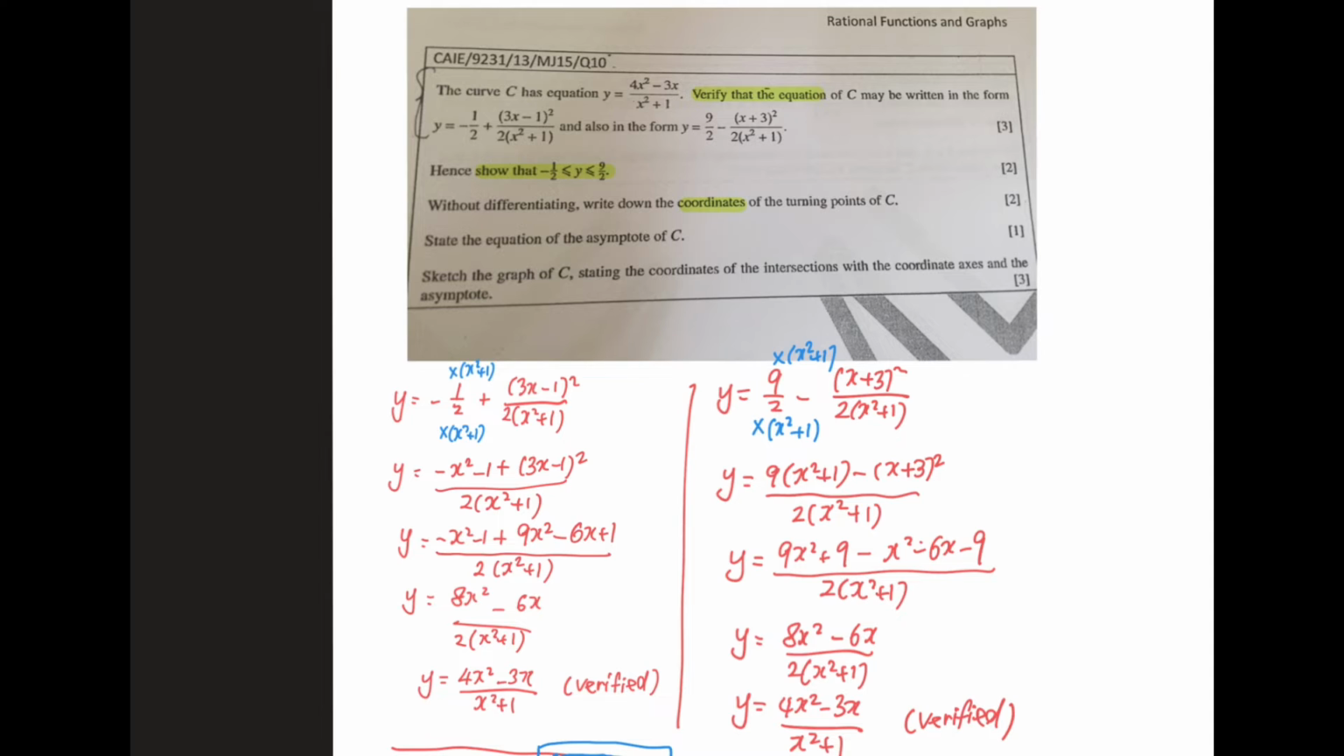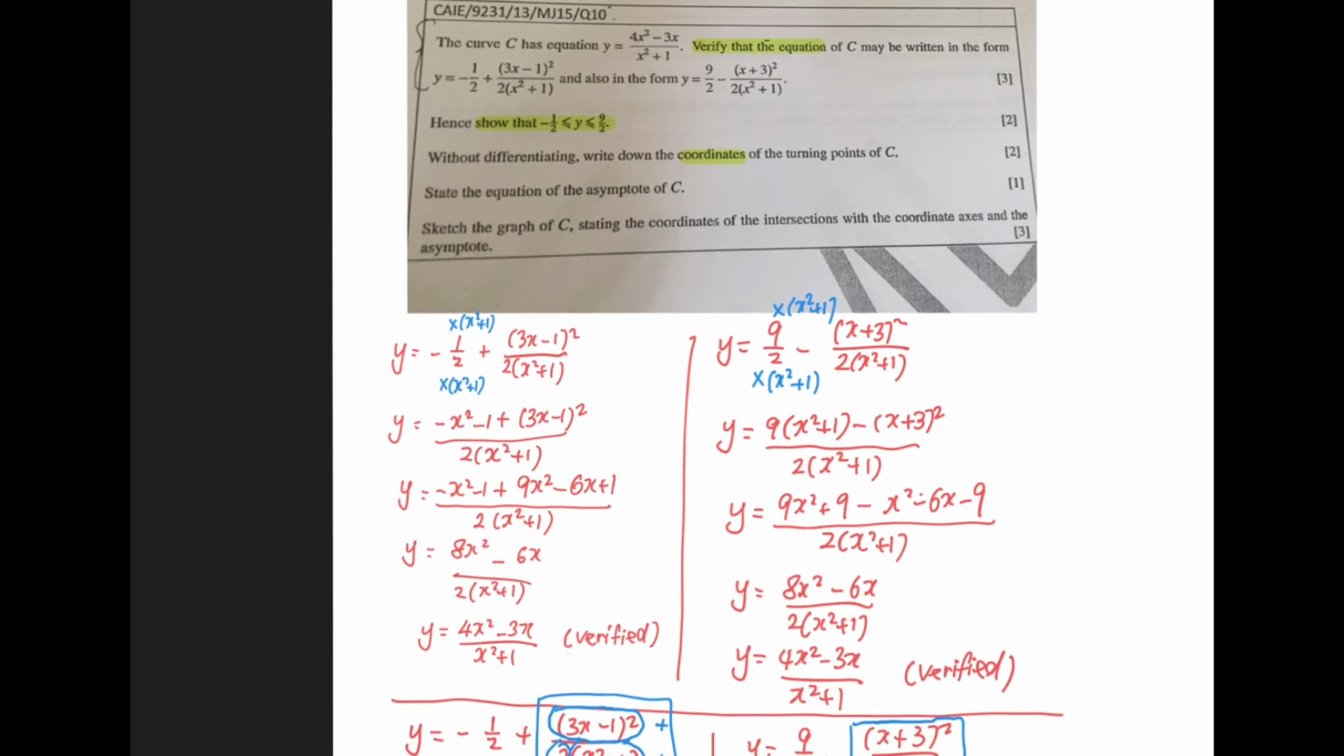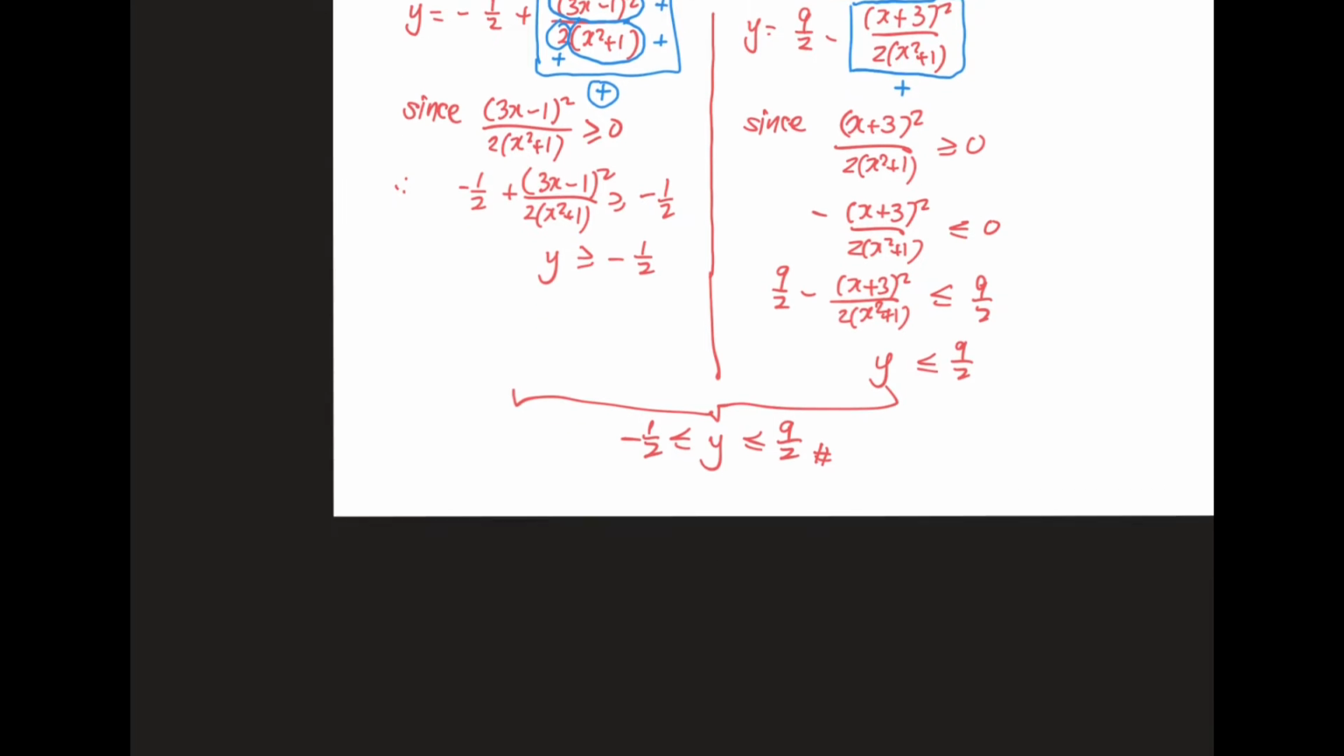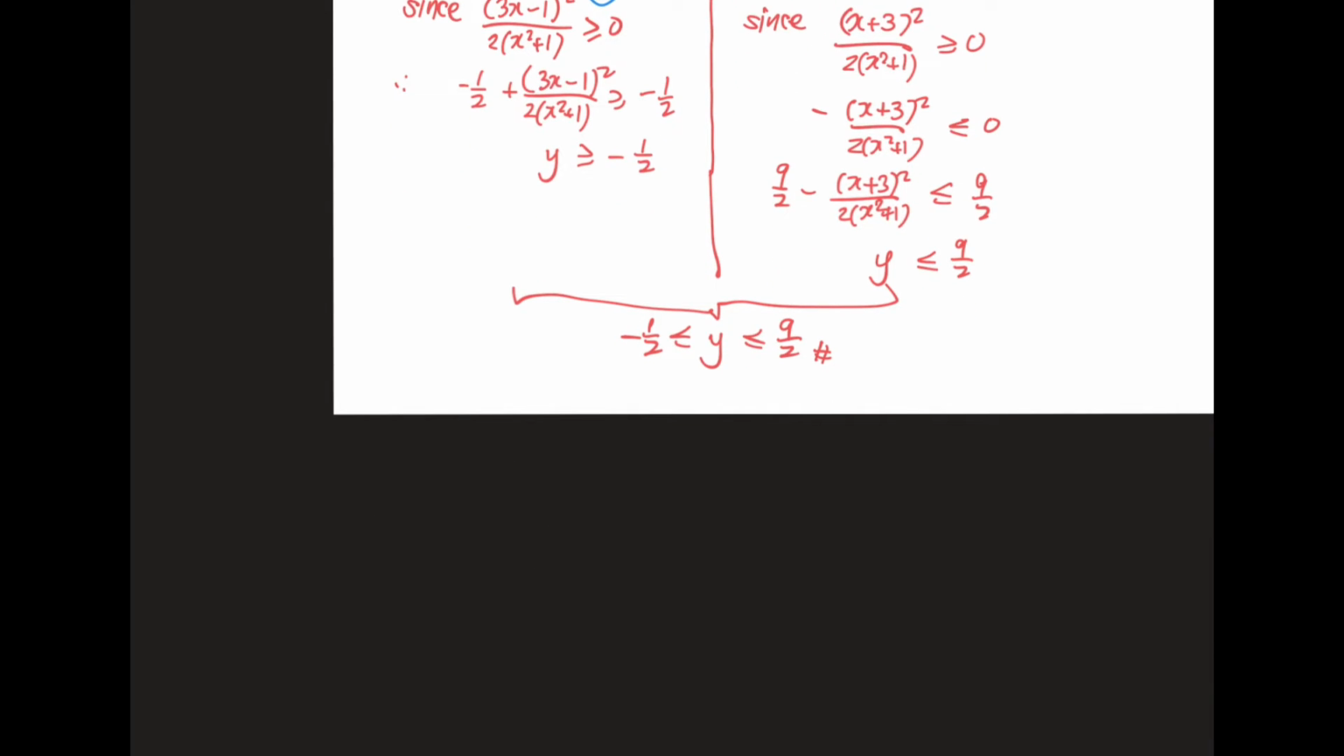They say without differentiating. Without differentiating, you want to find stationary point, we have to do differentiation. Now they say without differentiating, write down the coordinates of the turning points of C. So how to determine that? Imagine this result actually means something. Okay, let's say I just draw out part of the graph.